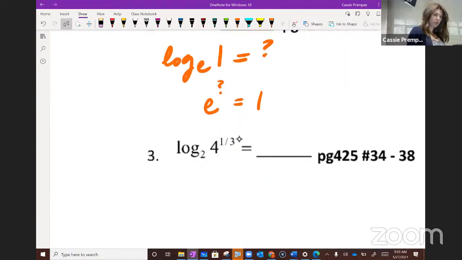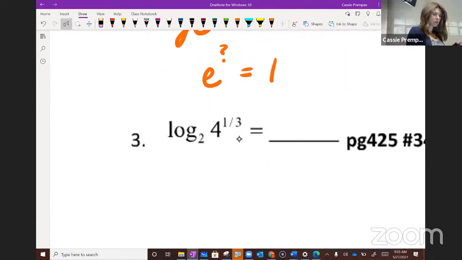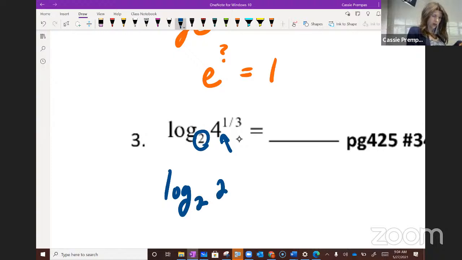Number 3, log base 2 of 4 to the 1/3. Does anybody remember how to evaluate this one? I mean, you technically could do that. You could. Okay, so if I change this to the same base as this, then it would be log base 2 of 2 squared raised to the 1/3.